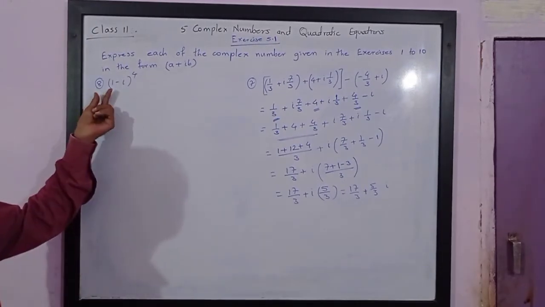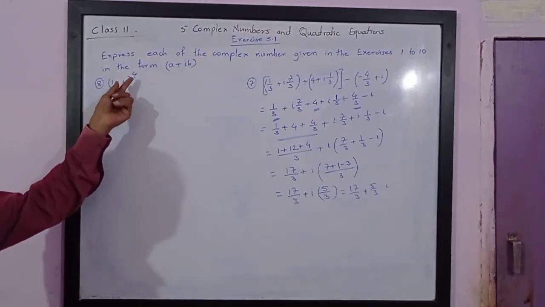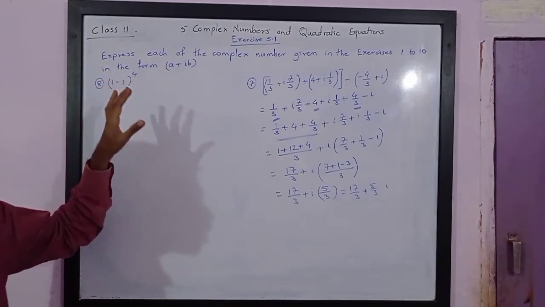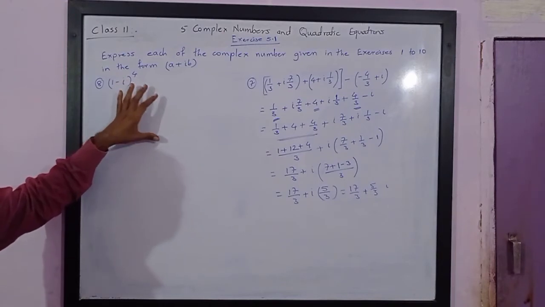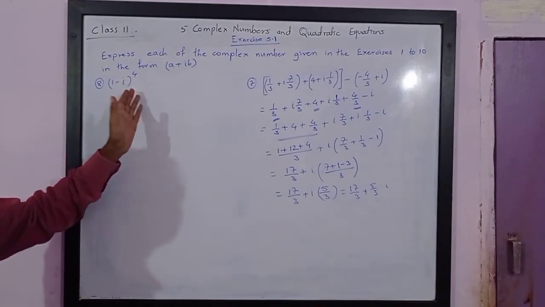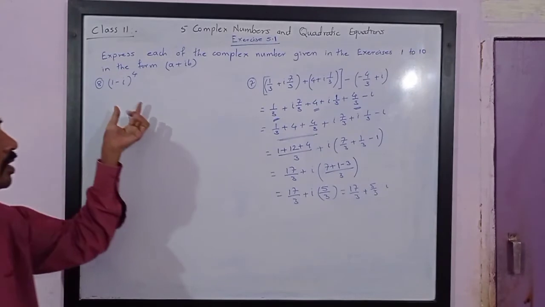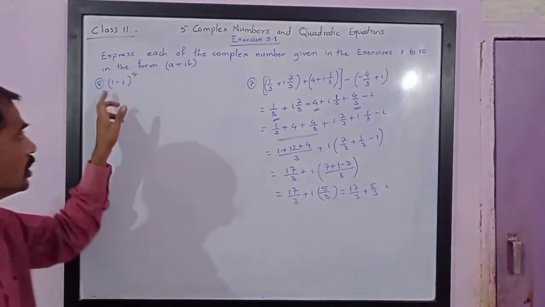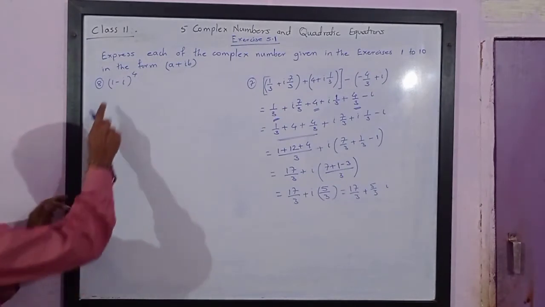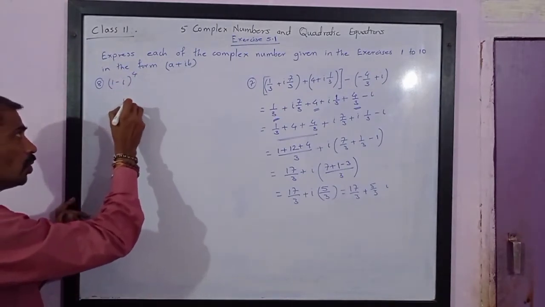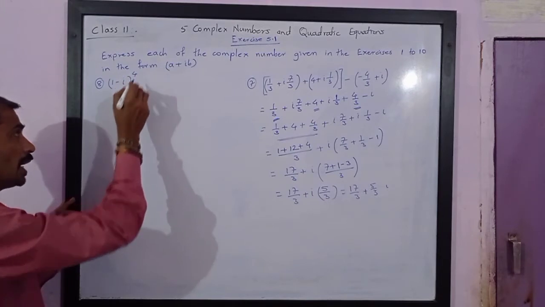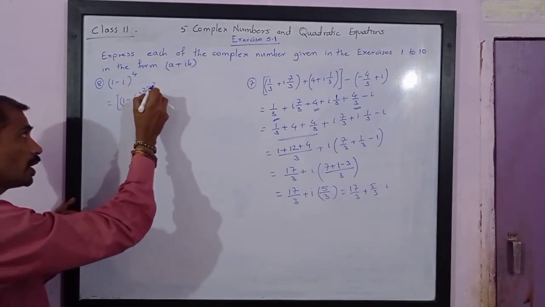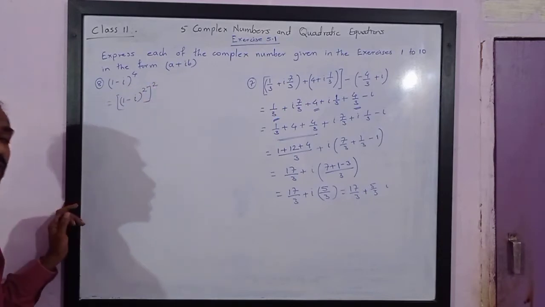Dear friends, next question, 8th question is (1 minus i) raised to 4. Now, this problem can be solved by using binomial theorem, but since it is not taught to you, or it will be taught in later topics, so we will use the methods that you have studied earlier. So this is equal to (1 minus i) raised to 4, equals square of square. So please note, powers get multiplied.